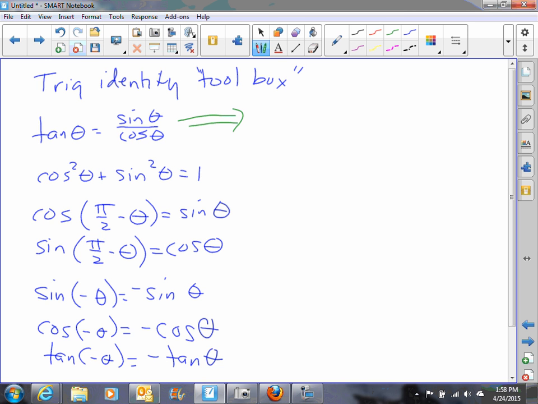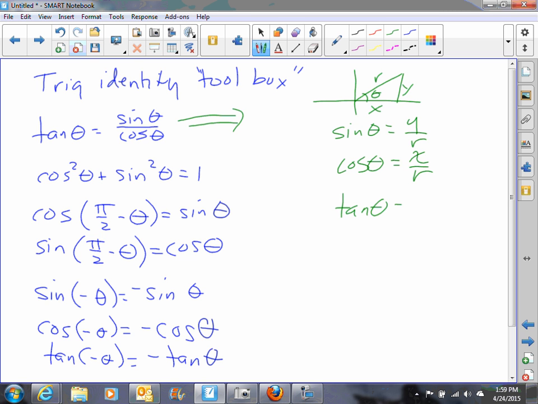It's nice to know that if you have an xy axis with an angle theta here, and this is the value y, and this is the value x, and this is the value r, that sine of theta is equal to y over r, cosine of theta is equal to x over r, tan of theta is equal to y over x, cosecant theta is equal to r over y, secant theta is equal to r over x, and cotan theta is equal to x over y.